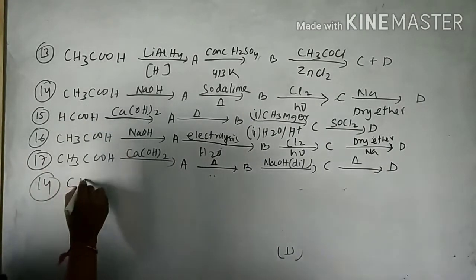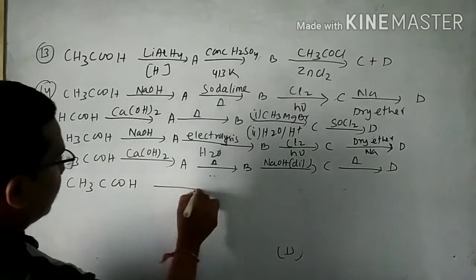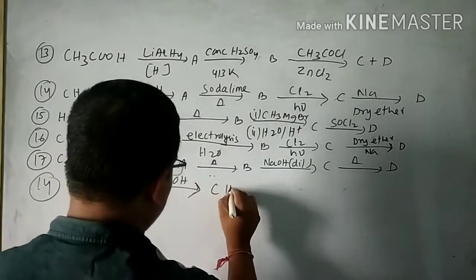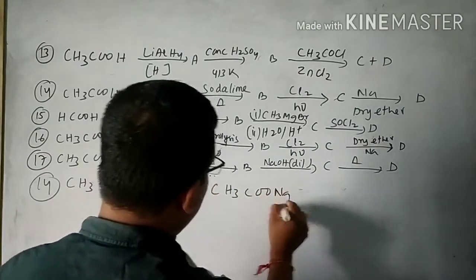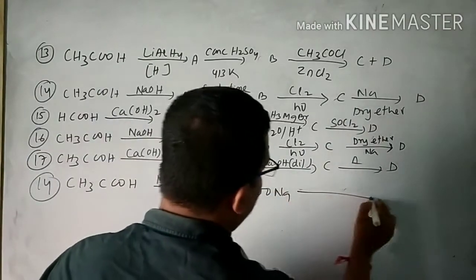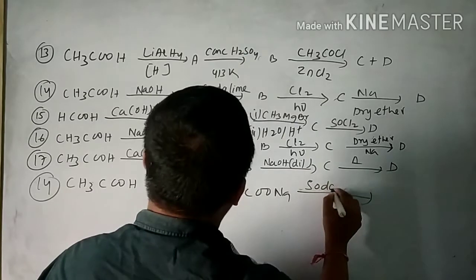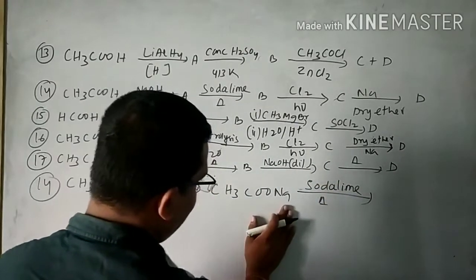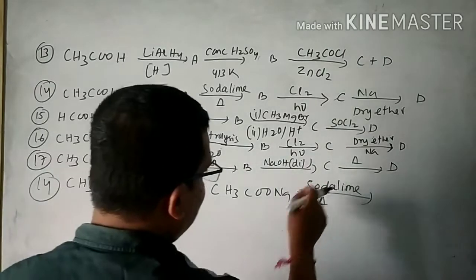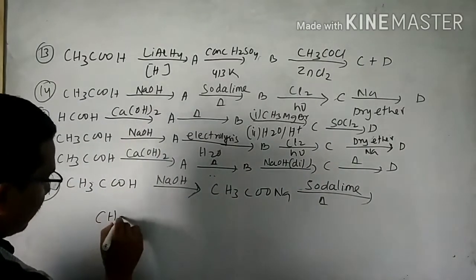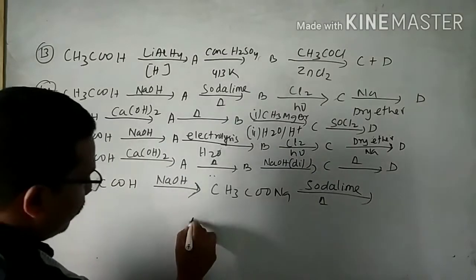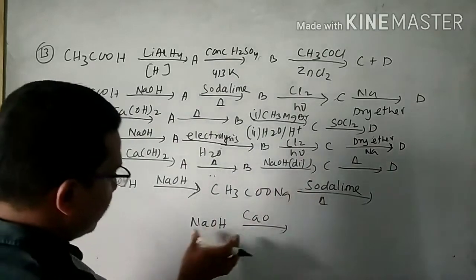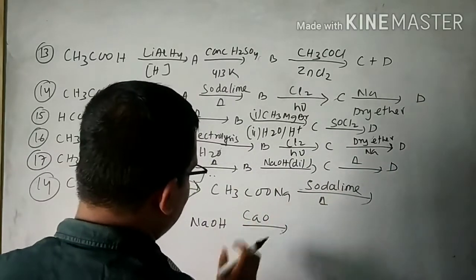Acetic acid is given, CH3COOH. This is subjected to reaction with a base. We know that a salt will be formed, that is CH3COONa, said to be sodium acetate, and it is subjected to reaction with soda lime. That is the Dumas method. The sodium salt is subjected to reaction with soda lime. Soda lime means sodium hydroxide and calcium oxide. Soda means sodium hydroxide, lime means calcium oxide.